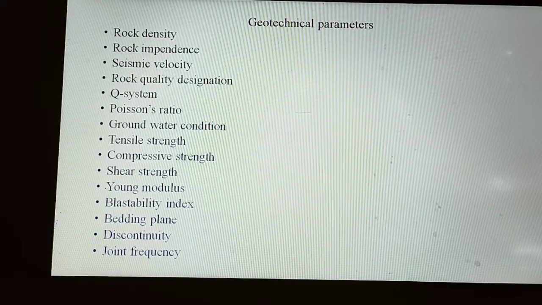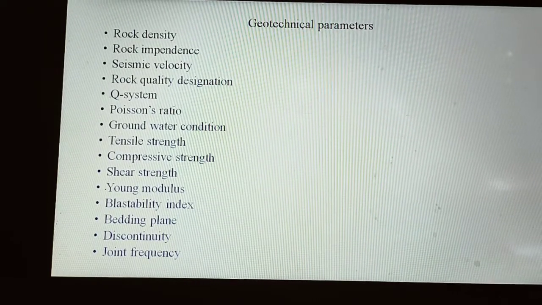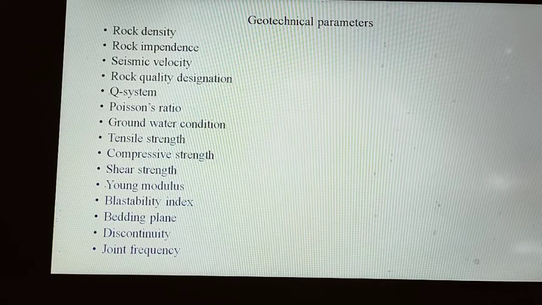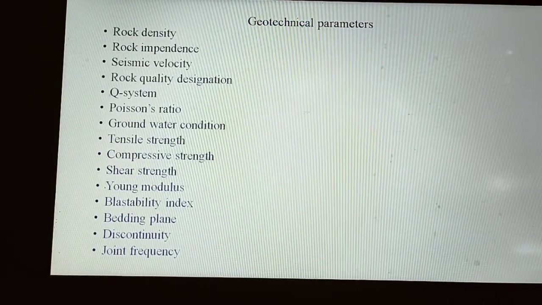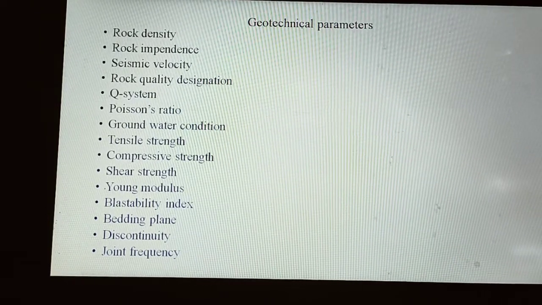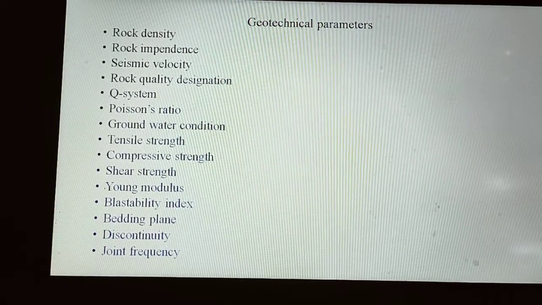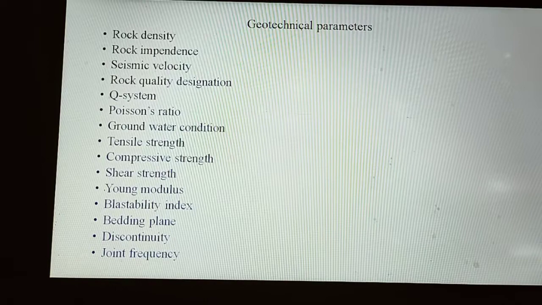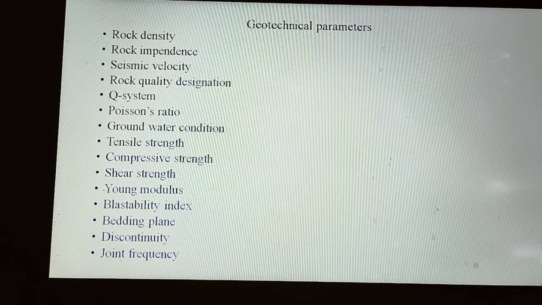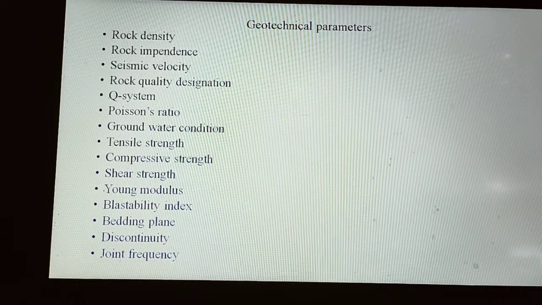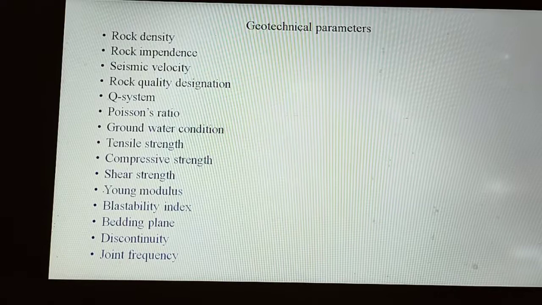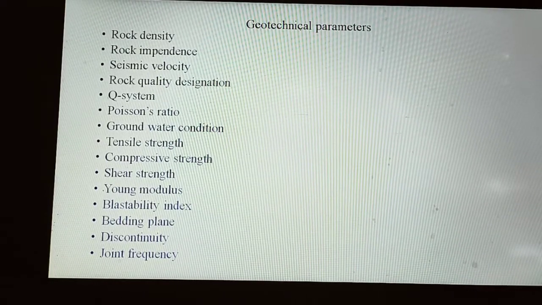Rock density: the velocity of shock waves or seismic waves is more in dense rock as compared to porous rock. Rock impedance, basically rock quality, is expressed in kg per meter cube. Rock impedance is the product of seismic velocity and density of rock. Seismic velocity is the velocity at which seismic waves pass through a rock. Here seismic velocity is the velocity of seismic waves in rock.